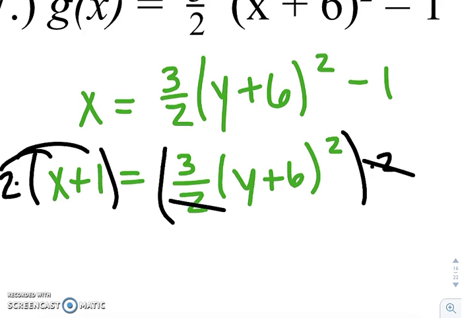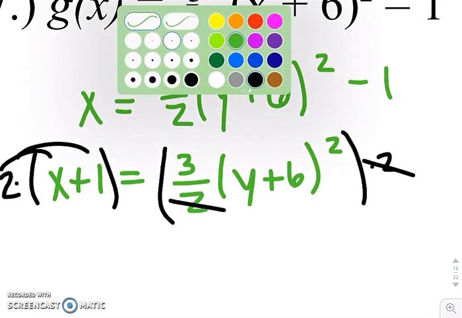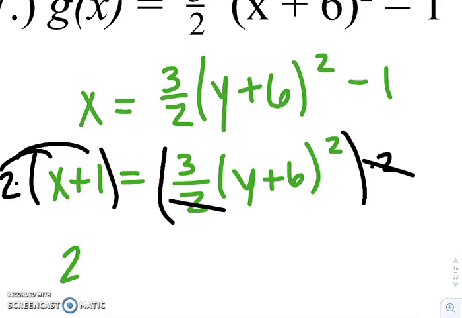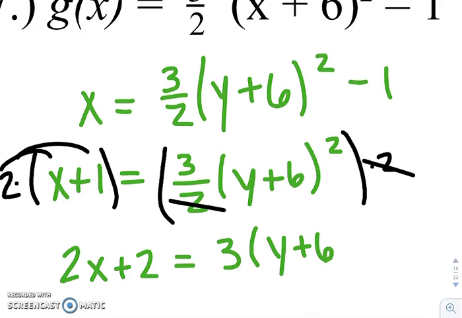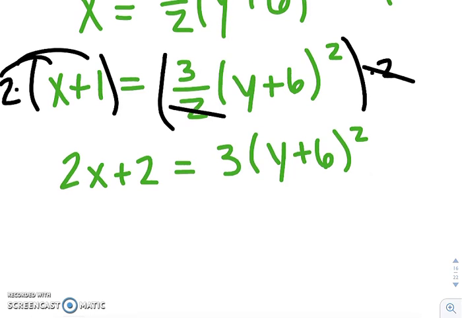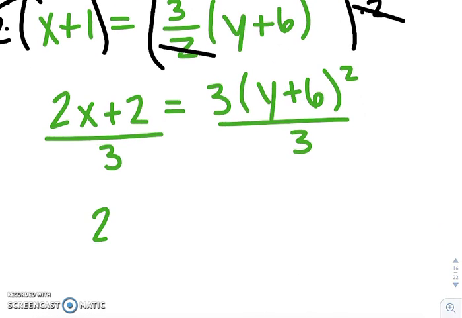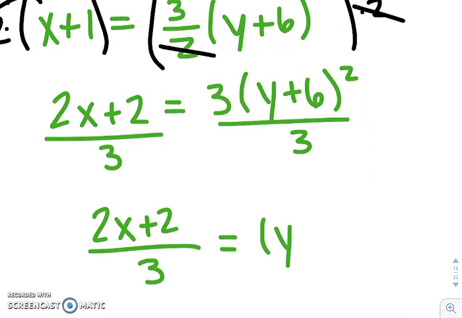That will cancel. So, on the left, we have 2x plus 2 equals now 3 times (y plus 6) squared. So we want to divide both sides by 3, because it's 3 times (y plus 6) squared. So (2x plus 2) over 3 now equals (y plus 6) squared.